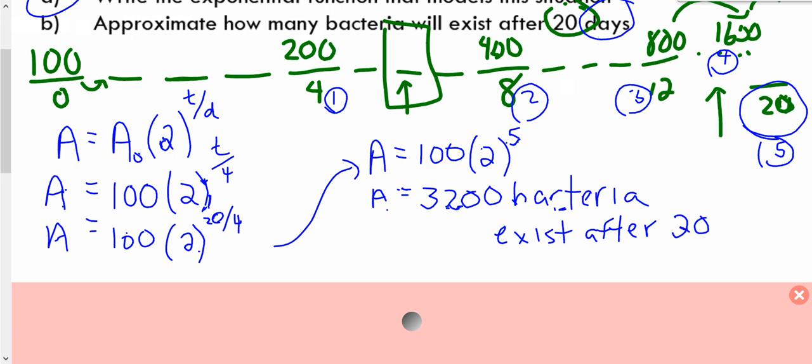Okay, so that's sort of what we're thinking of. If I had asked for, I mean, we don't want to have to sit there and count and say how many doubling periods are there.